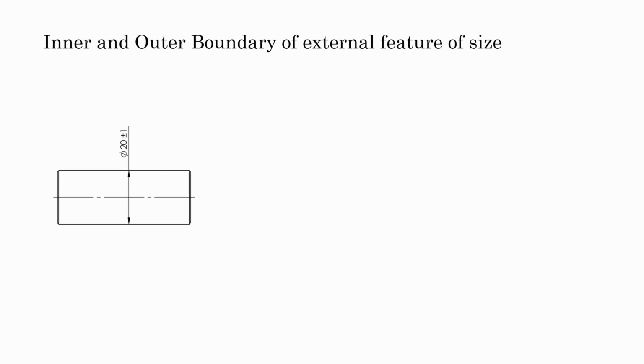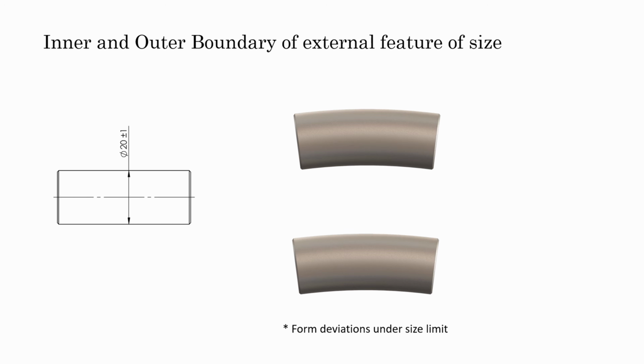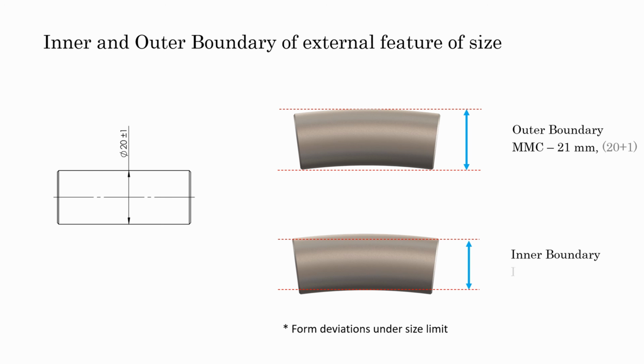So let's start with inner and outer boundaries. Let's start very lightly. Let's take a pin, an external feature of size with diameter 20 plus minus 1 mm. If no geometric tolerance is applied, just size tolerance, then the outer boundary will be its MMC size, which would be 21 mm in this case. And the inner boundary, the smallest boundary, would be LMC size, which would be 19 mm. Very simple.